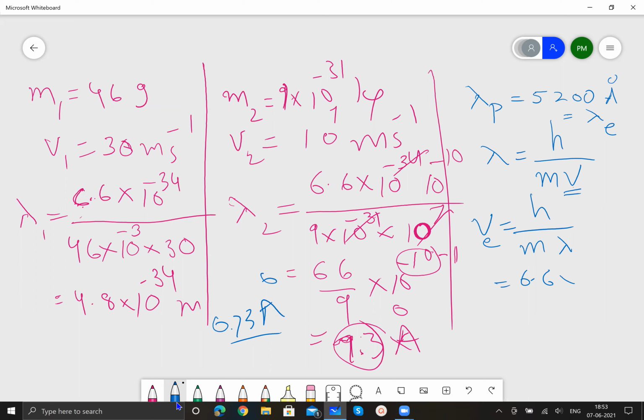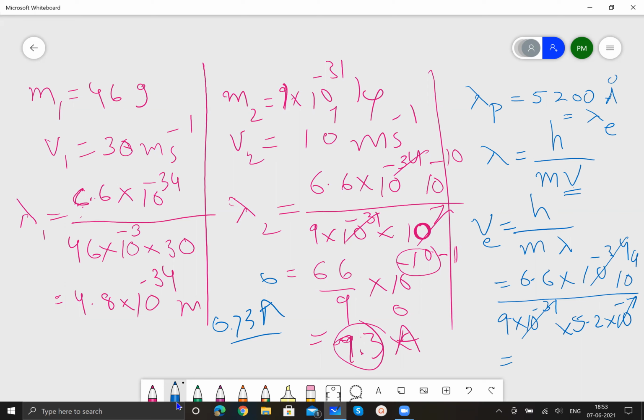So 6.6 into 10 to the power of minus 34 by 9 into 10 to the power of minus 31 into lambda. It is 5.2 into 10 to the power of minus 7, converted into meters. Is it right? This is 31 plus 7, 38, minus 34. So it becomes 10 to the power of 4.